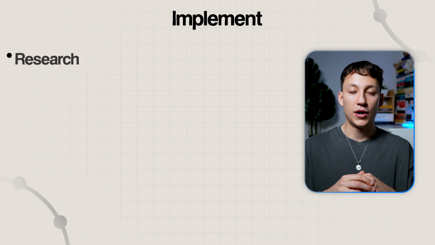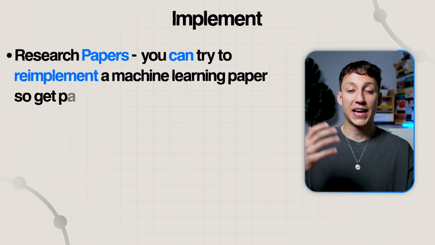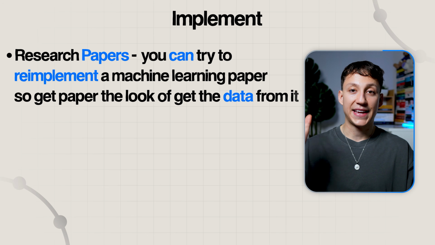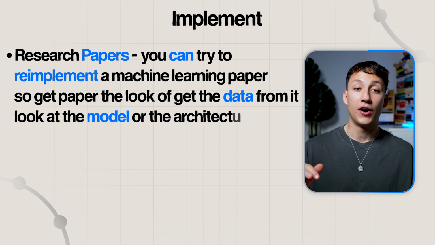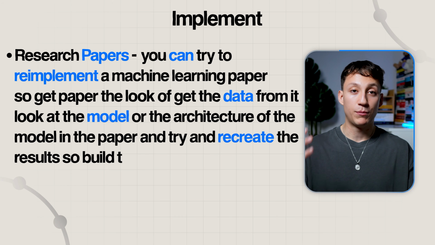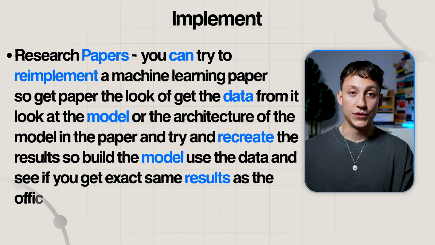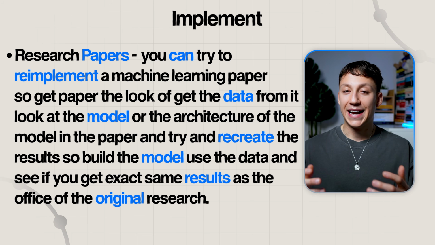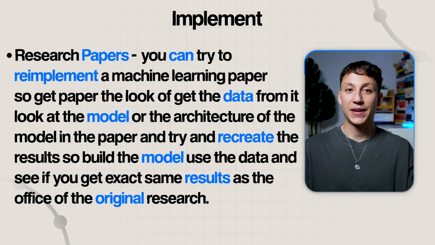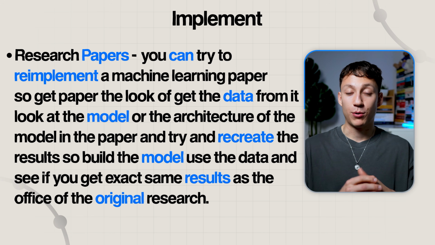This next one is quite hard, but you can try to re-implement a machine learning paper. So get a paper that you like the look of, get the data from it, look at the model or the architecture of the model in the paper, and then try to recreate the results. So build the model, use the data, and see if you can get the exact same results as the authors of the original research. Again, like I said, this is quite difficult and probably more the upper end of your abilities. But if you can do this, it will really make you stand out, particularly when you're applying for jobs.